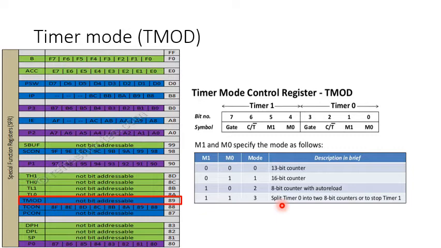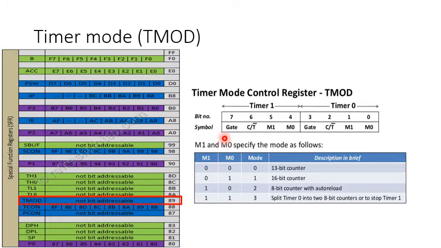The lower 4 bits manage the modes for T0 and the higher 4 manage T1. These 4 bits are GATE, C/T bar, M1 and M0. The GATE. Most microcontrollers need a way to start a timer. In the case of the 8051 microcontroller, there are two ways to start the timer: by external hardware or by software.